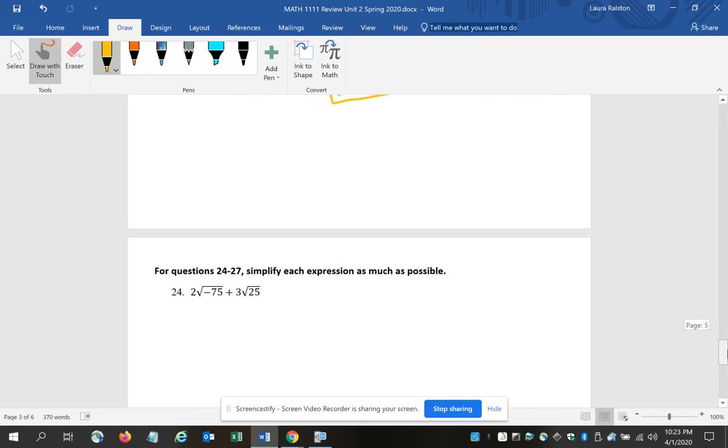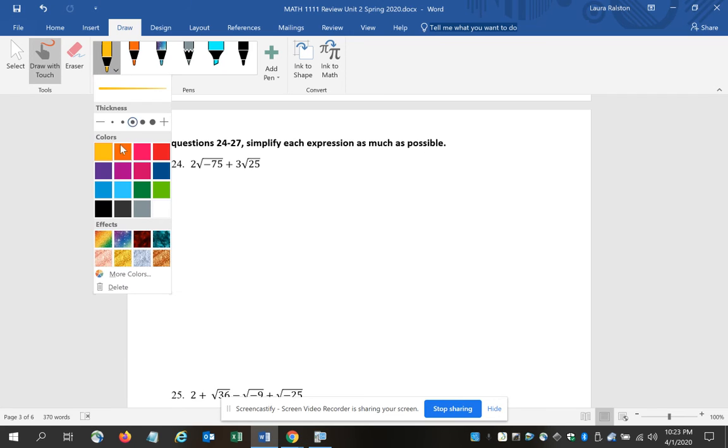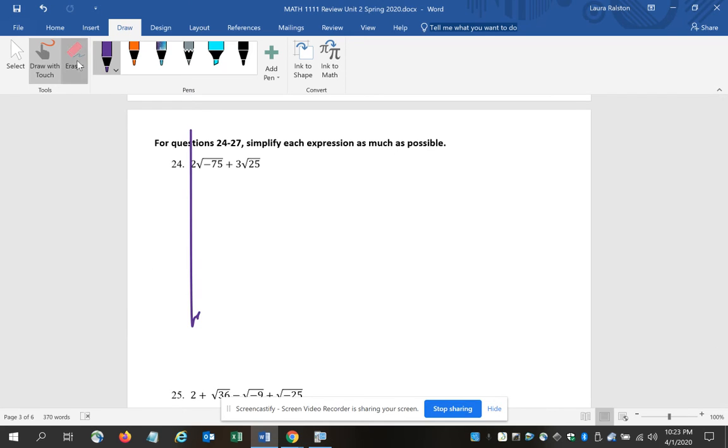The last two questions deal with simplifying radicals that involve imaginary numbers. And it involves imaginary numbers because whenever you have a negative under the radical, that introduces an imaginary number, or the imaginary unit. Remember, by definition, that i is the square root of -1.